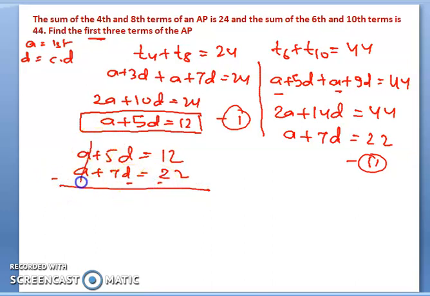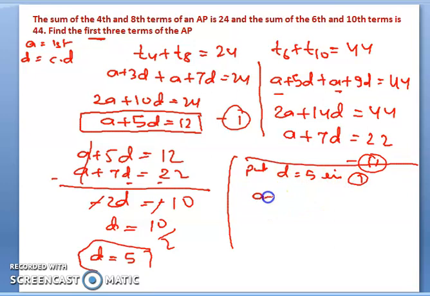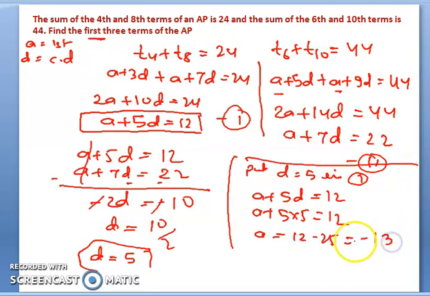first from second, second from first, so this and this got cancelled. Minus 2D is equal to minus 10, D is equal to 10 upon 2, minus and minus got cancelled, so D is equal to 5. Now we have D. What we can do is put it in any of the equations, like put D is equal to 5 in 1. So A plus 5D is equal to 12. I can write here A plus 5 into 5 is equal to 12. A is equal to 12 minus 25. So this is how we can write minus 13.